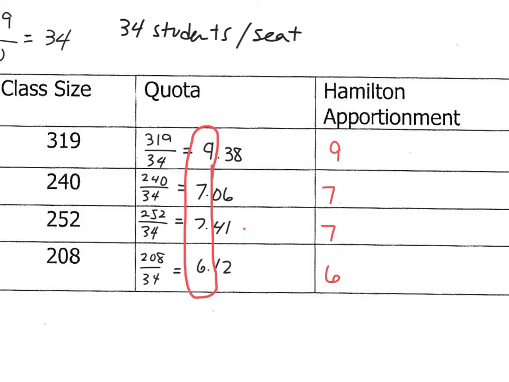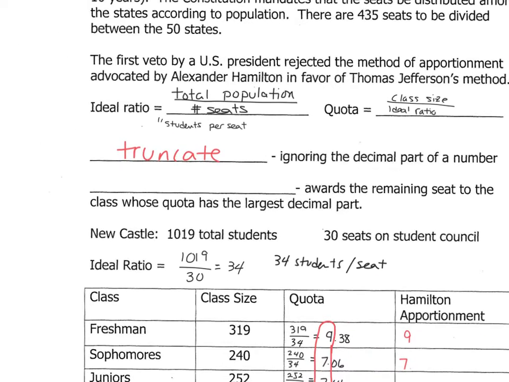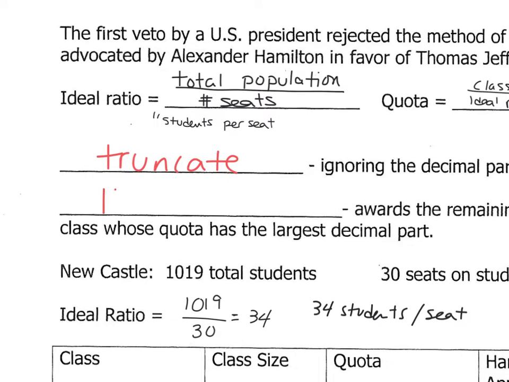Now, this is a really good start, but if you add all this together, we're going to get 9, 16, 23, 29 seats, and we still have one more to give away. This is where apportionment comes into play, and there are 4 methods that we'll talk about to figure out who gets that extra. The Hamilton method awards the remaining seat to whoever's quota had the largest decimal part.